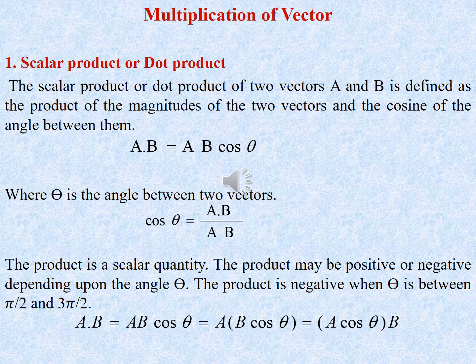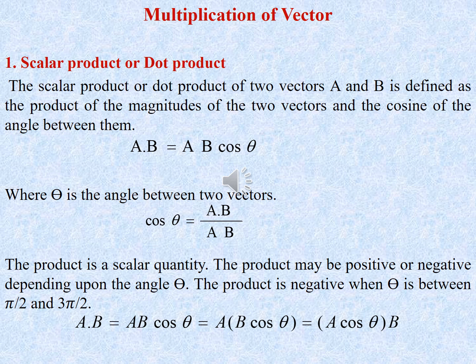First one is the scalar product or dot product. If you are taking two vectors A and B, the product of the magnitudes of the two vectors and the cosine of the angle between them. So A dot B is equal to AB cos theta, where theta is the angle between the two vectors. So cos theta is equal to A dot B by AB. The product is a scalar quantity. The product may be positive or negative depending upon the angle theta.